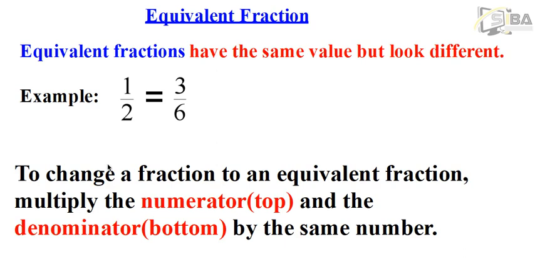Now, to change a fraction to an equivalent fraction, all that we need to do is to multiply the numerator, that's the top value, and the denominator, the bottom value, by the same number. Again, for us to find an equivalent of any fraction, let's multiply the numerator, which is the top value, and the denominator, which is the bottom value, by the same number.